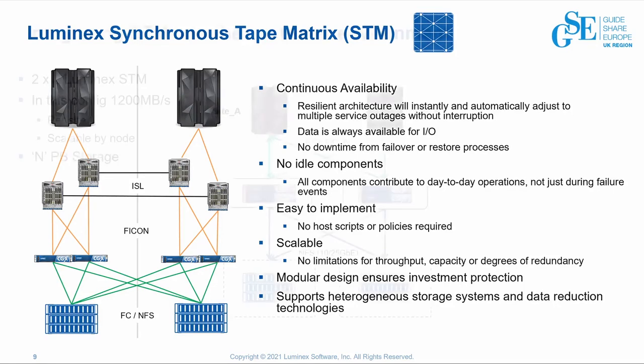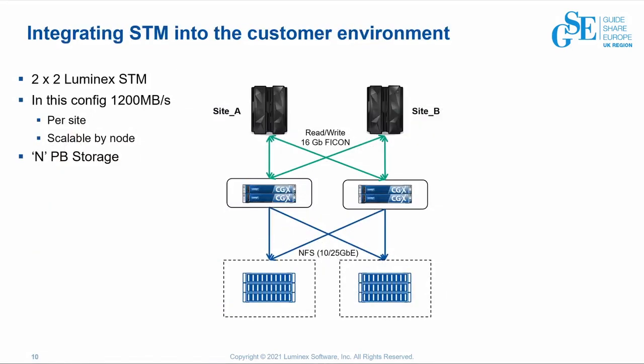Now, if I put that over the customer environment, and this is highly schematic, so there's a few switches missing from the diagram, just assume they're there, but the principles of the data flow are there. So I'm going to put it in as a fairly basic 2x2 synchronous tape matrix. In this configuration, you're looking at around 1.2 gigabytes per second sustained per site. And that for us is scalable by node. So it's a linear scalability as you add CGX to the configuration. Of course, your storage is scalable by the capability of your storage.